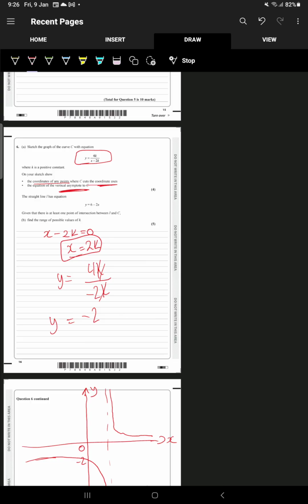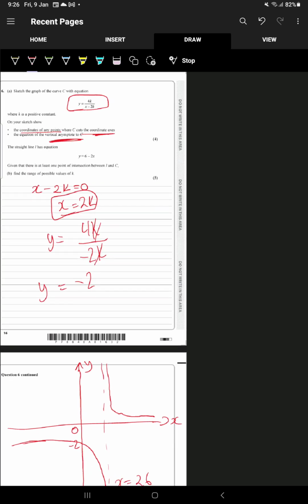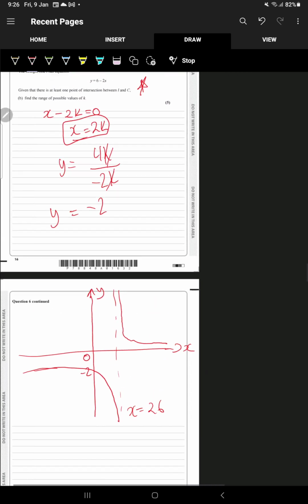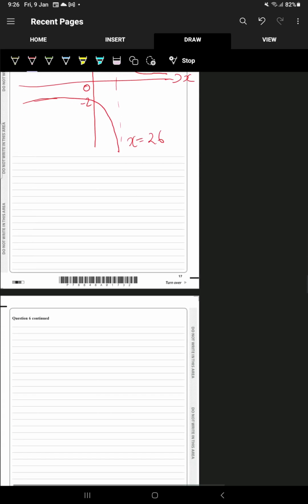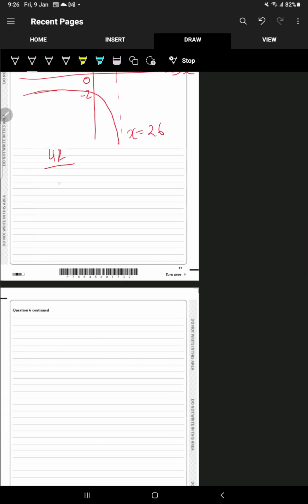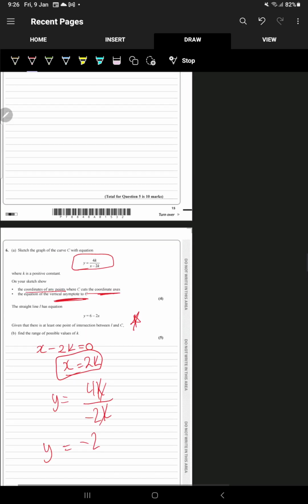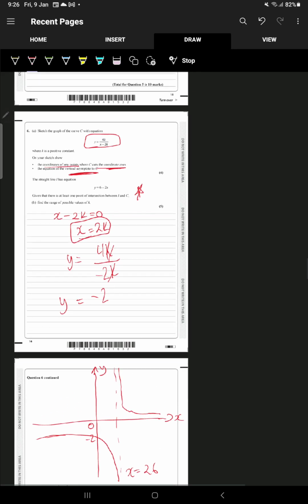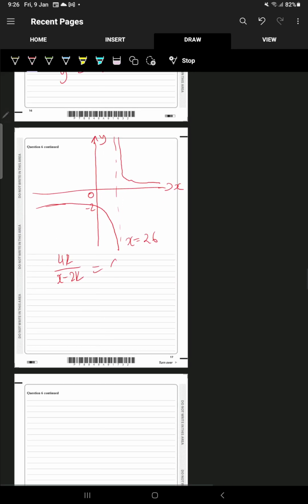Now, given that there is at least one point of intersection, find the possible values. Whenever they throw a k in with x, remember this is a discriminant question straight away. When there is a point of intersection, you should set the equations equal to each other, equal to 6 minus 2x.